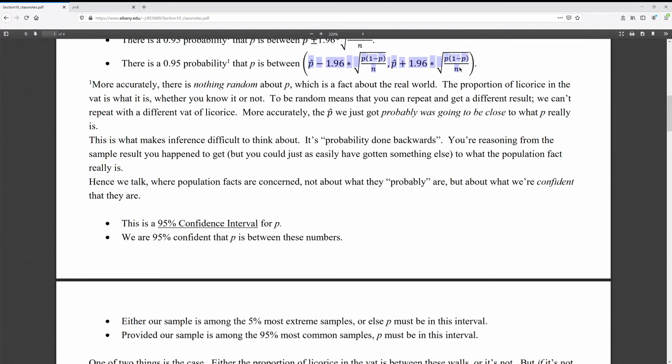If we got a typical sample, if the sample happens to be close to what the parameter is, then it's between the walls. On the other hand, if we got a sample, a statistic that happens to be very unusual, then the truth is probably not going to be between the walls. Let's think that through.